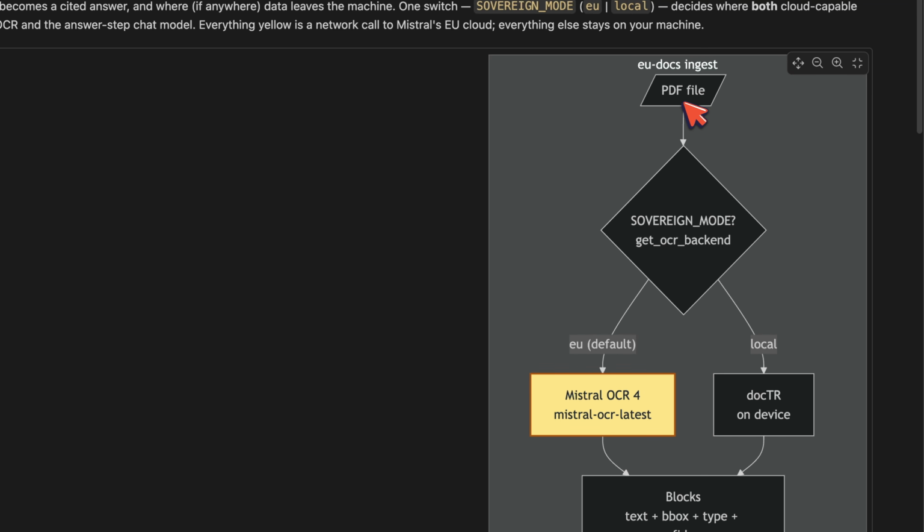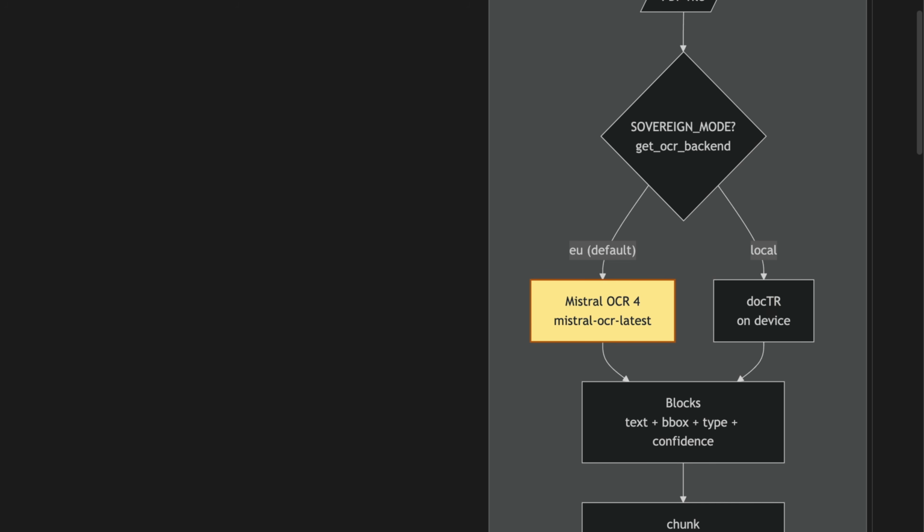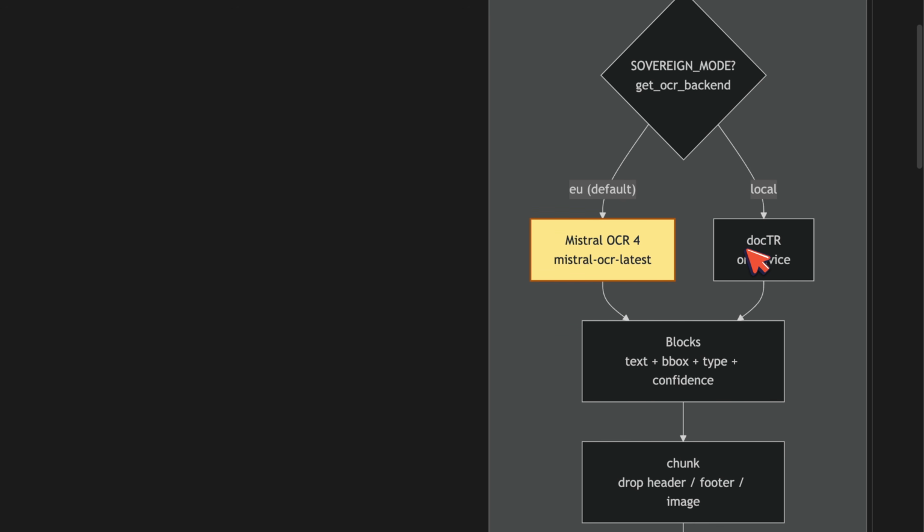When we have a PDF file, we check the sovereign mode that's set for the application. If it's set to local, we use docTR, which can run on a local device, or of course on the server when it's a production-grade application. But the default is that we use Mistral OCR 4 to make sure that we get the best result if it's available. Both of these use the same Python methods to create blocks, and a block is a combination of text, boundary boxes, a type of content, whether it's code or regular text, and a confidence score to make sure that we can maybe drop some OCR that we are not very confident about.